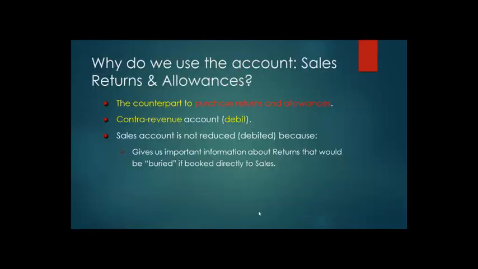Now remember, Jennifer returned product, so we're going to use a new transaction. On the buyer's side it was purchase returns and allowances, but we don't book it to this account when we're doing perpetual. We book it to sales returns and allowances. The sales account is not reduced because that gives us really good information about the amount of returns. If we just debited the sales account, it would be buried in there and we wouldn't know how many returns we actually had.